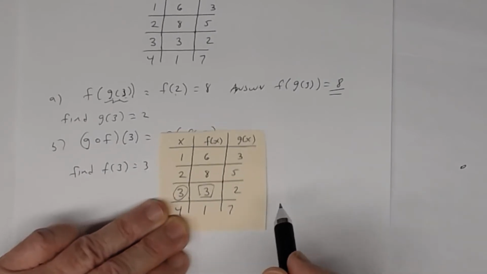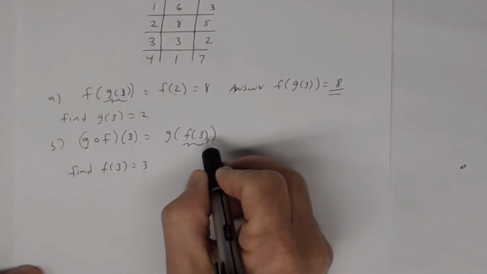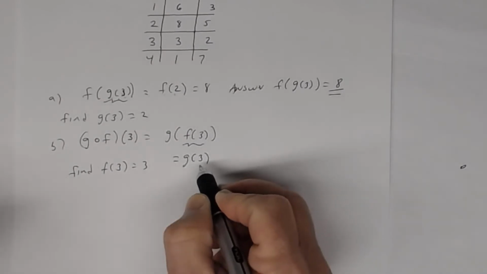Okay. Now, once you find that, now remember, f of 3 is 3, right? So now what we have is this. We have this equals g of 3 now. So now I'm going to do this.